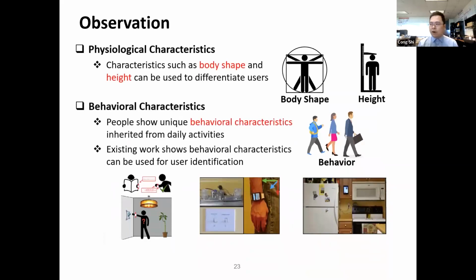So what is the insight of our approach? Our approach is based on two observations. First, the user's physiological characteristics such as body shape and height are unique for each individual and can be used for identification. And more importantly, the human's unique behavior characteristics inherited from their daily activities, such as gesture preference and walking gait, can be used to differentiate users. This observation has been validated by many existing works that recognize the user's behaviors through wearable sensors attached to the user's body. However, such approaches require users to wear a device all day around the clock, which introduces overhead to the user.